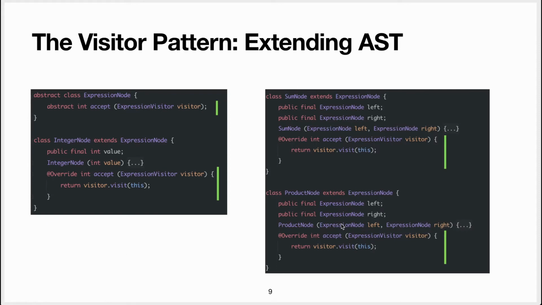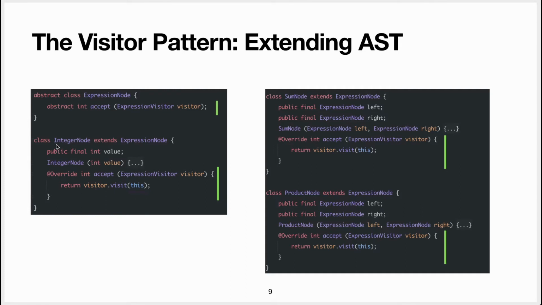The first is the very classical visitor pattern. So you might have seen this in another course. So we start by defining a method that accepts something called a visitor, and we shall see what that is. And we implement this method in every subclass, and the implementation is always exactly the same. Return visitor.visit(this). The trick here is that this has different types in different implementations.